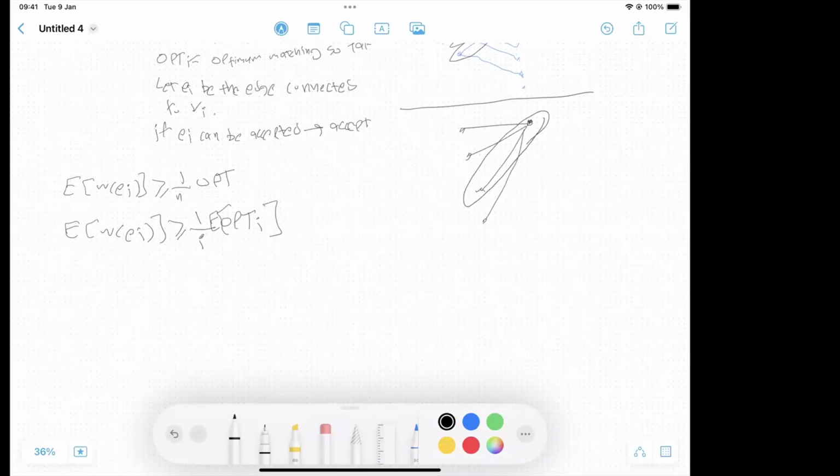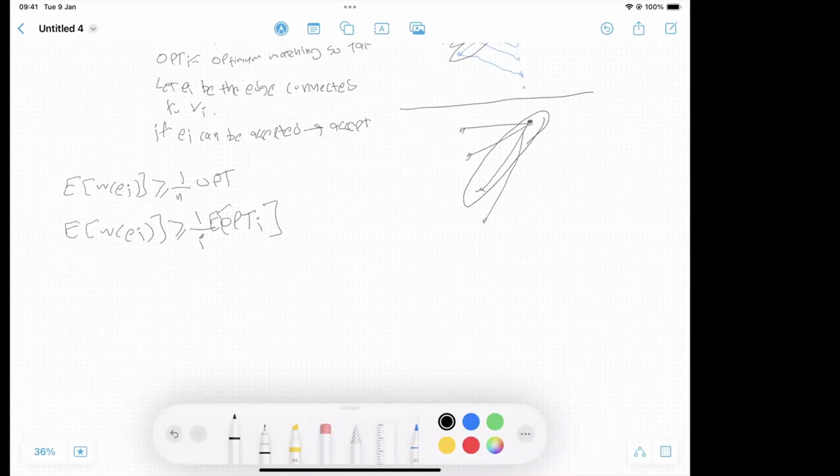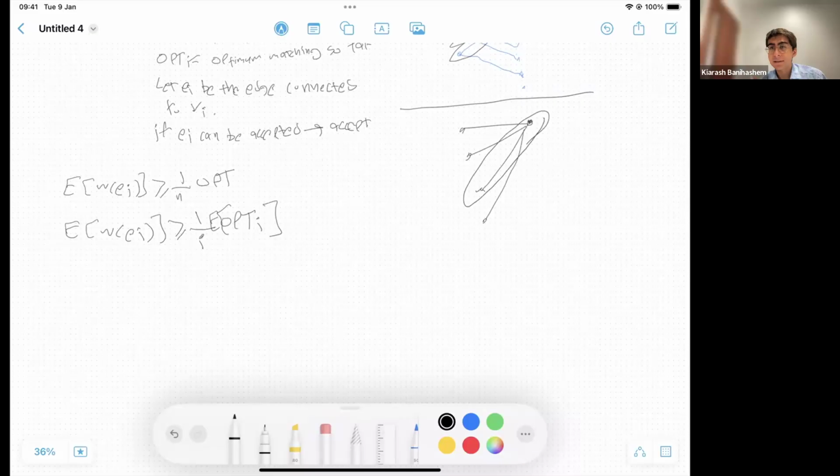What was WEI? Yeah, W of EI is the edge accepted, connected to VI in the optimal matching at time I. But EI is not necessarily accepted. So I'm not discussing whether or not it's accepted yet. I'm just claiming that its weight, even if it's rejected, is at least 1 over n of opt.